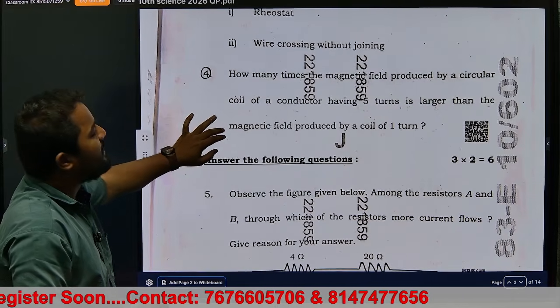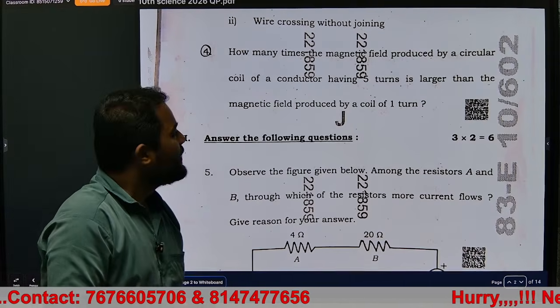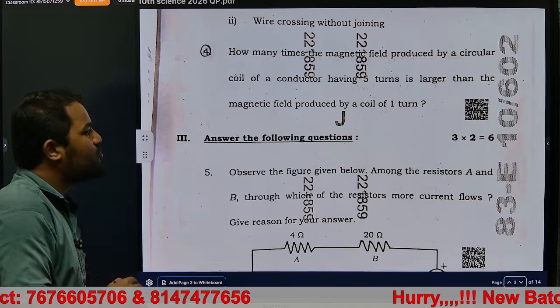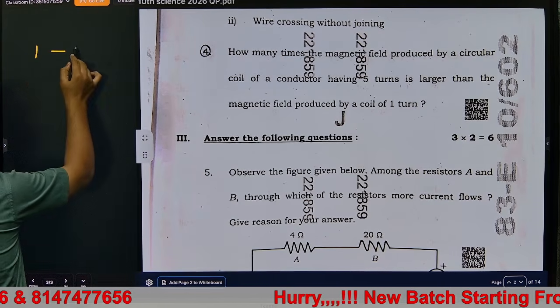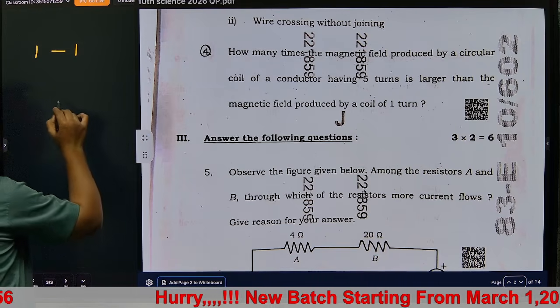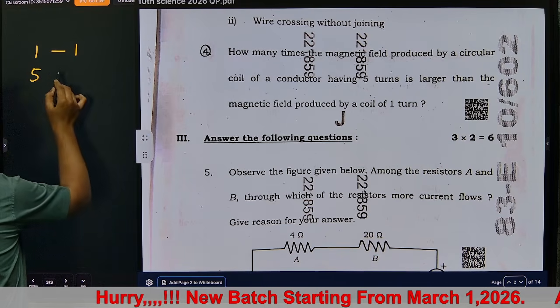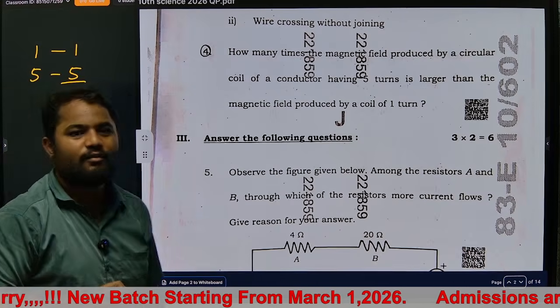Okay. Next, how many times is the magnetic field produced by a circular coil of conductor having 5 turns larger than the magnetic field produced by a coil of 1 turn? If the conductor is having 1 turn, then suppose we consider the magnetic field to be 1 unit in magnitude. If the turns are increased by 5 times, automatically the magnetic field will be increased by 5 times. It will be 5 times.